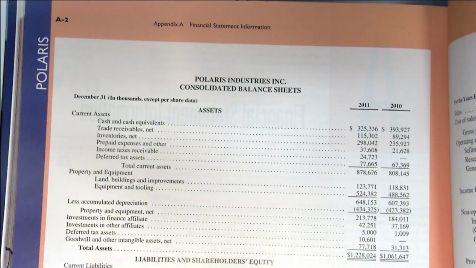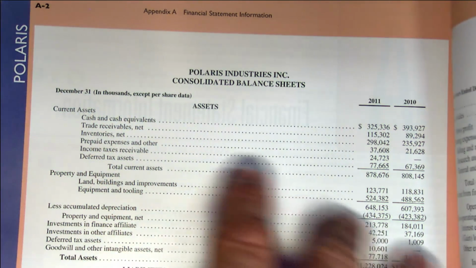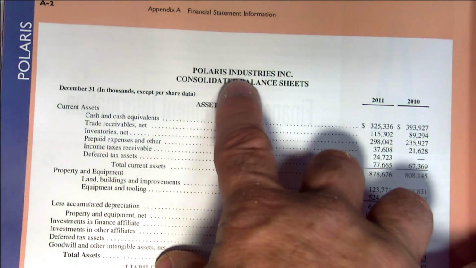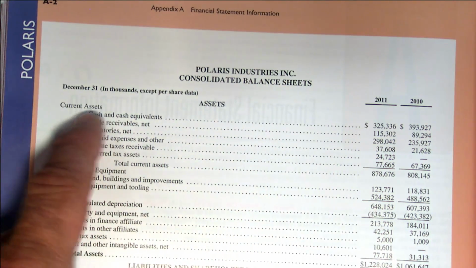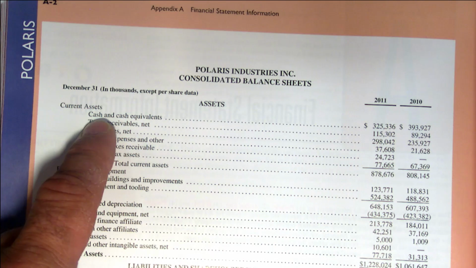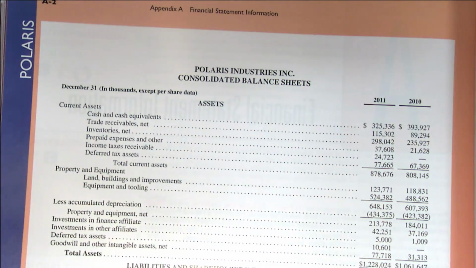All right, questions? Okay, I want to show you something real quick on the document camera. You don't have to turn to this, but in the back of your book is an example of a real-life company and their balance sheet. Look at that top line. This is for Polaris Industries. This is their balance sheet. Current assets. The first line says cash and cash equivalents, and then it gives the amounts over there.